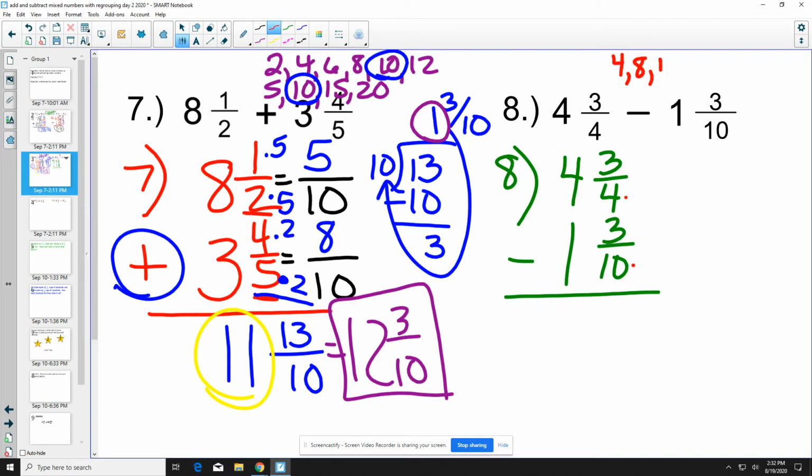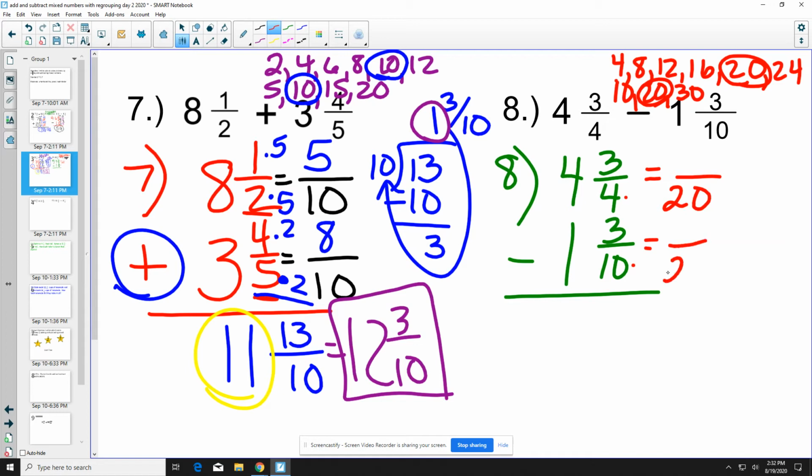So I'm going to count by 4s. 4, 8, 12, 16, 20, 24. And then I'm going to count by 10s. 10, 20, 30. Well, wait a minute. I noticed they both have a 20. So 20 is my least common denominator. So I'm going to change them both to something over 20. So go ahead and write this on your paper. Write equals 20. Put 20 in the denominator.